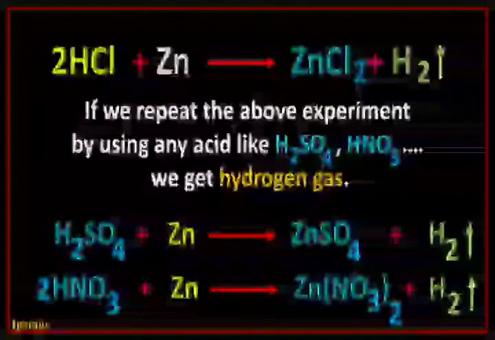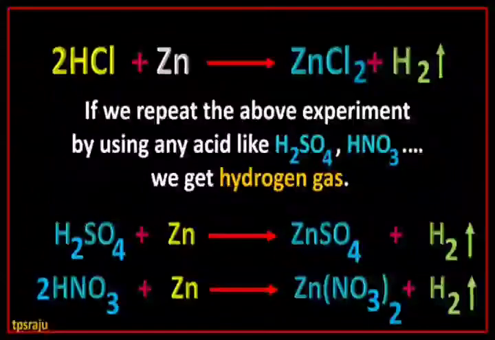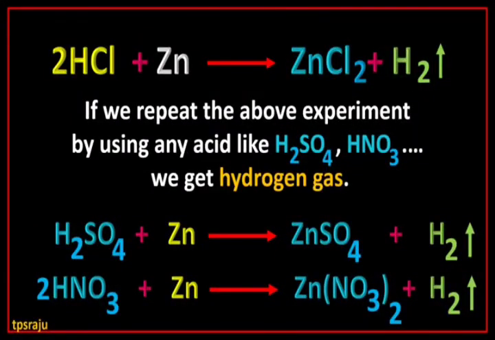Here the equation can be written. Zinc metal reacts with hydrochloric acid, and zinc chloride and hydrogen gas are formed. If you do the above experiment with other acids like sulfuric acid and nitric acid, the same reaction happens. Only the salt is changed. The hydrogen gas is commonly produced.